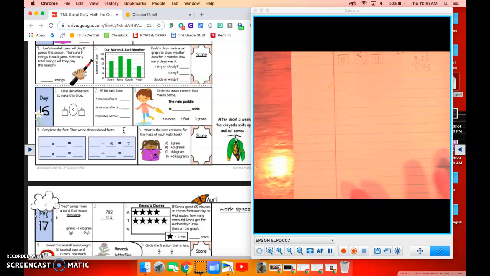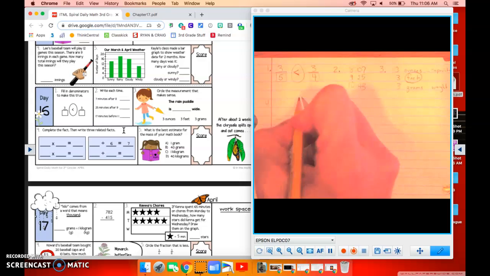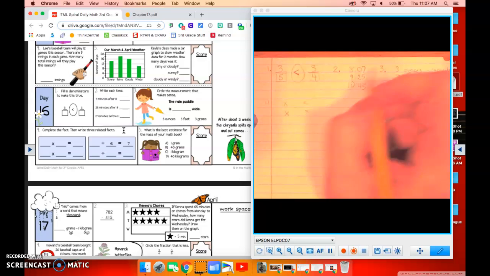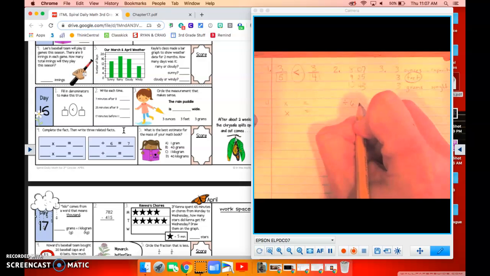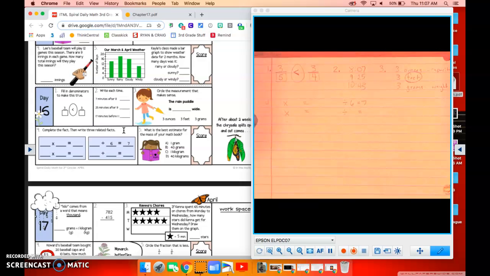All right, let's jump over here now to number 4. Complete the fact, then write 3 related facts. Okay, so we have a number times a number equals a number, times a number equals a number. We have a number divided by 6 equals 7. And we have a number divided by something equals something.